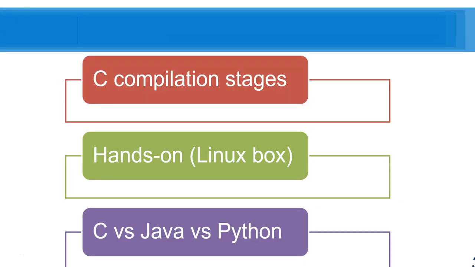So hope you all liked the video. We looked at C compilation stages, the hands-on compilation different steps, and then we looked at the compilation process difference between C, Java and Python.